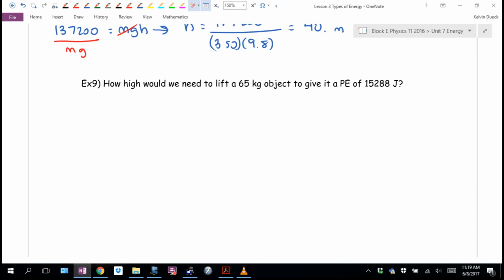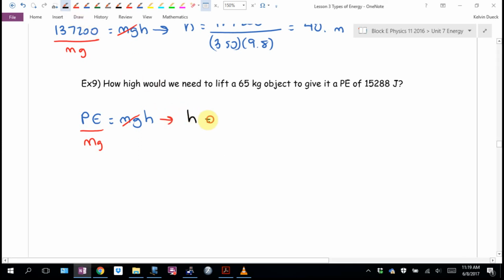Jenna, what's example 9 want me to find? How high would we, yep. If we were lifting an object to give it a potential energy of that, you know what? I think we're going to write our gravitational potential energy equation. MGH. What did you say this question wants me to find, Jenna? How would I get the H by itself? Can I just do that? Yet another equation. Yet again, please don't memorize it.